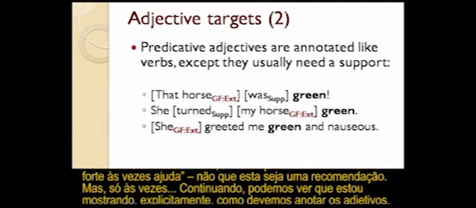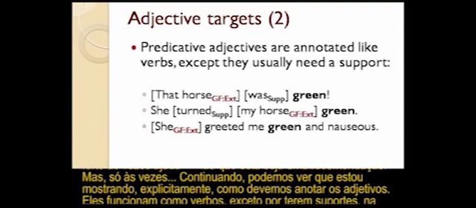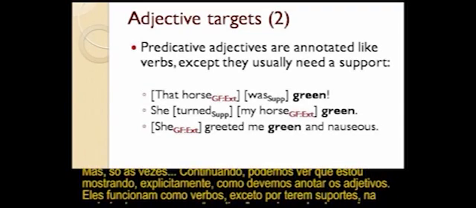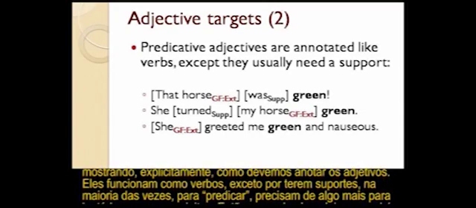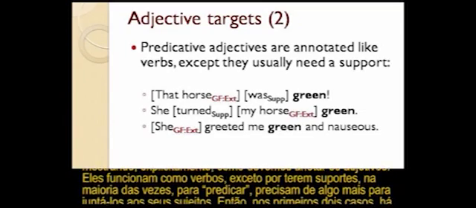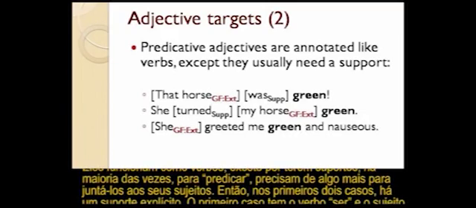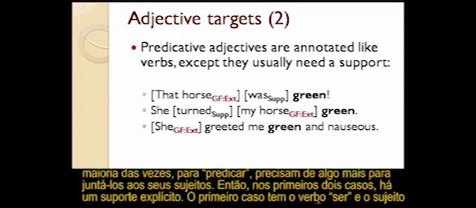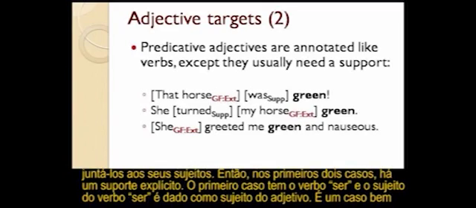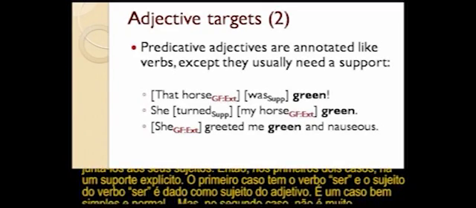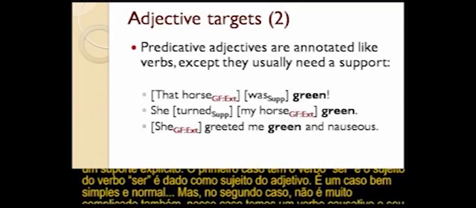So just to continue a little bit, here you can see that I'm making very explicit how you should annotate adjectives. They work like verbs, except that they have supports most of the time. In order to predicate, they need something else to join them together with their subject. Now, in the first two cases, there's an explicit support. So the first case has the verb be, and the subject of the verb be is provided as the subject of the adjective. That's the most normal, very simple case. But the second case is not uncommon either.